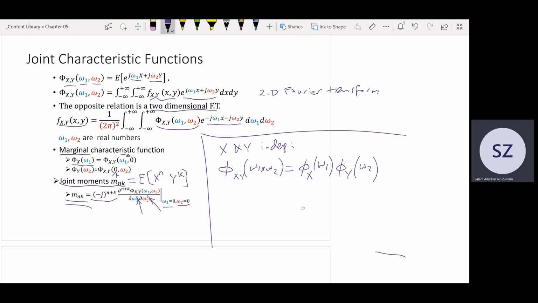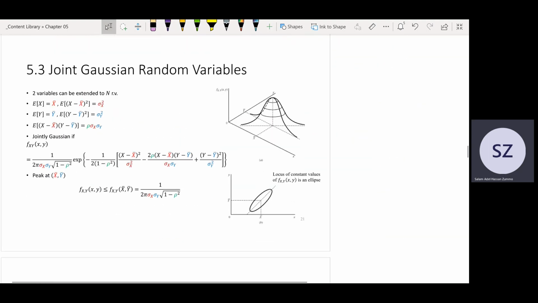So if I have two independent random variables, then the joint characteristic function will also be the product of the individual characteristic functions, similar to what we have with the joint PDF. So this was one thought here.